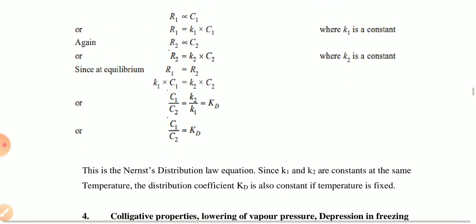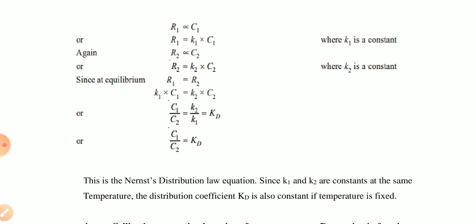So this is the Nernst distribution law equation, where K1 and K2 are constants at the same temperature, and the distribution coefficient Kd is also constant if the temperature is fixed. So this is the distribution law, or Nernst distribution law.